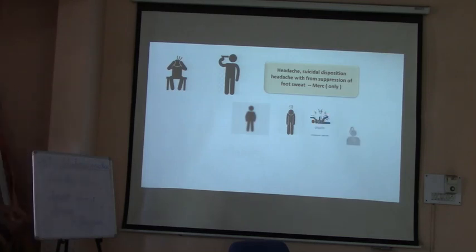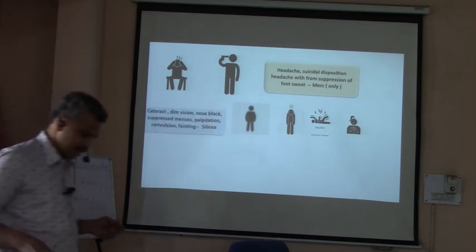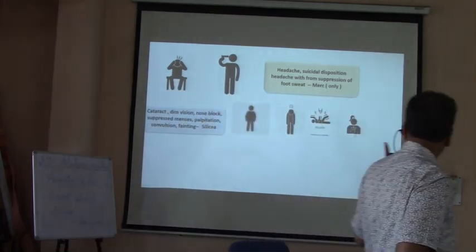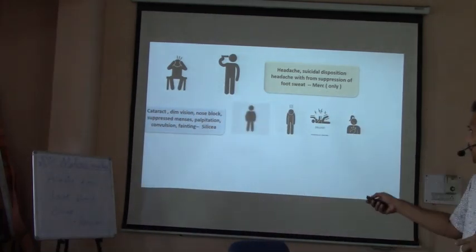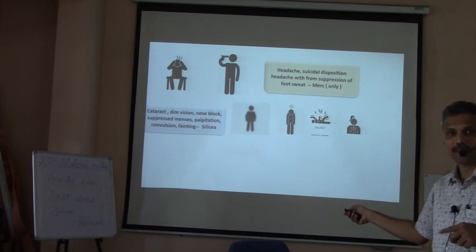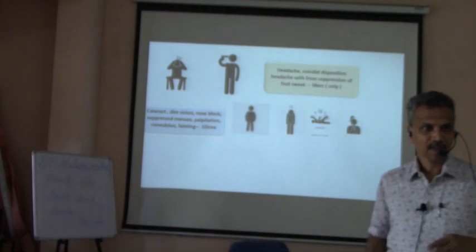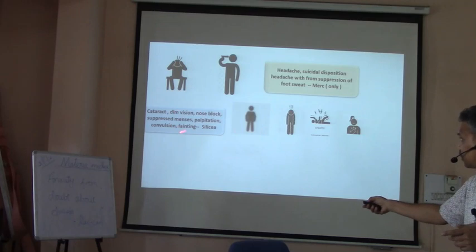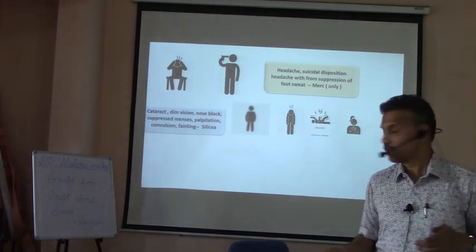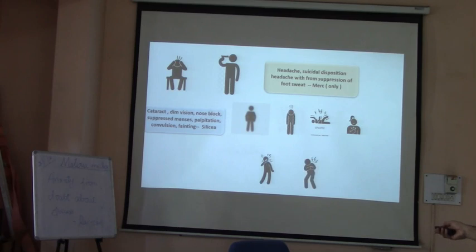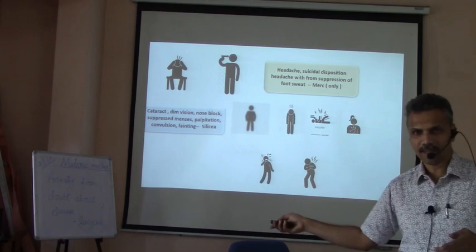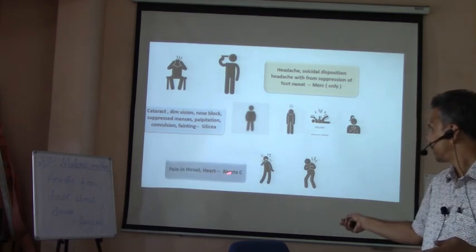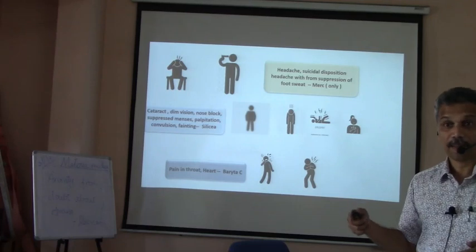And you have epilepsy, you have palpitations. So fainting, convulsions, palpitations, suppressed menses, nose block, cataract, dim vision. This is all what you have in Silicea. So after suppressed foot sweat, these things are possible in Silicea. Now we have throat affections, we have heart affections. Which is the remedy? We already discussed, Baryta. Pain in throat, pain in heart after suppressed foot sweat is Baryta carb.